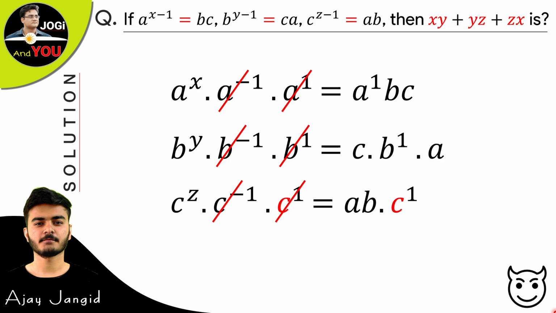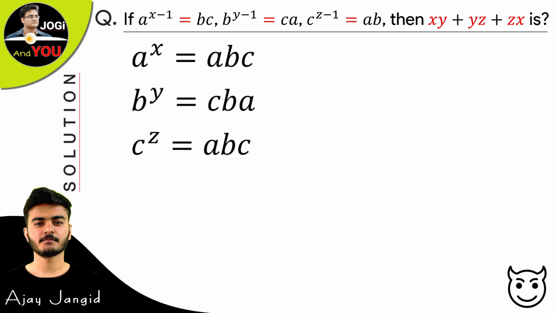Why? Because if we multiply any exponential form with its inverse power form, the value will be 1. And on the right side, we have power 1 on all these, so whether we write it or not, it's the same thing. So after solving this, we have: a to the power x is equal to abc, b to the power y is equal to cba, which is abc, c to the power z is equal to abc.